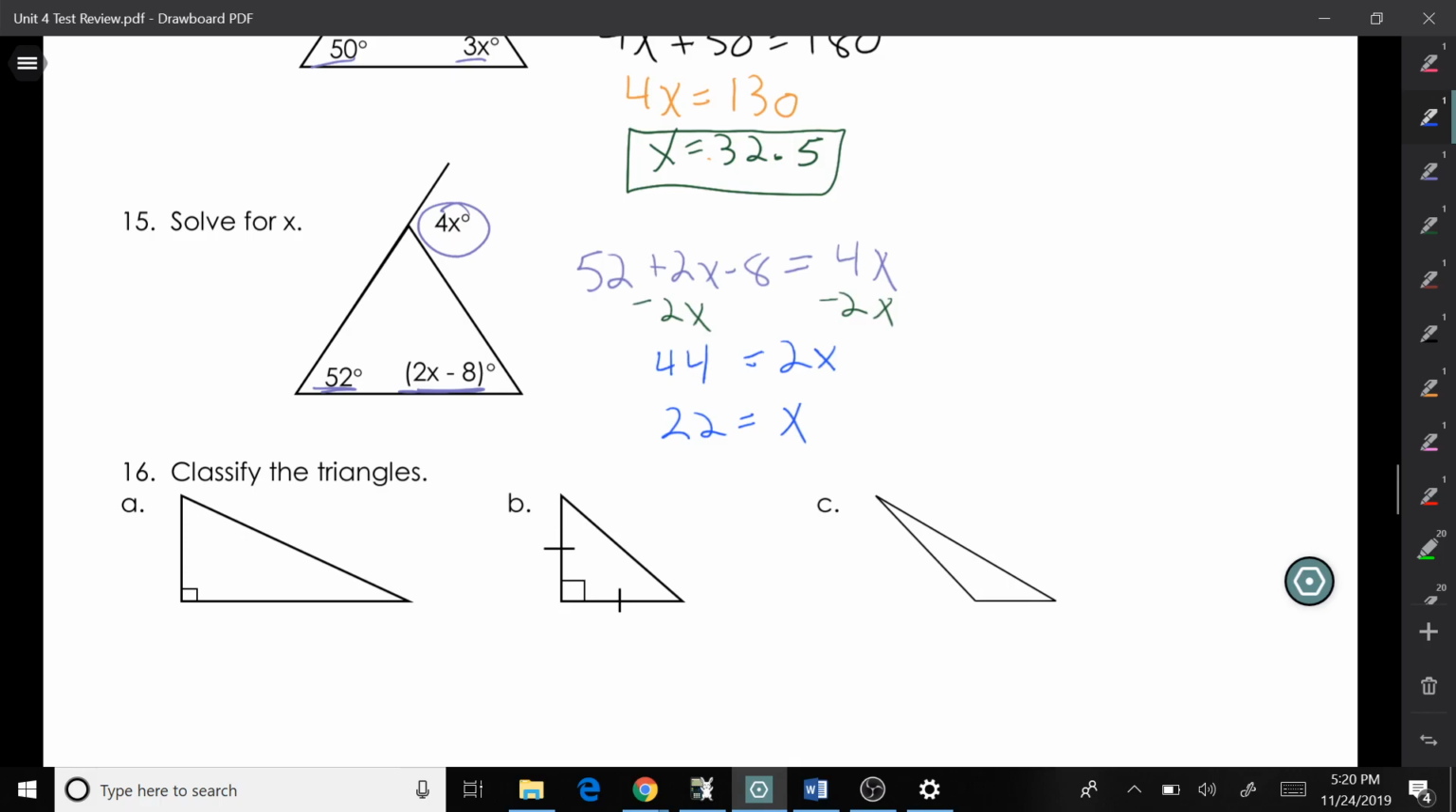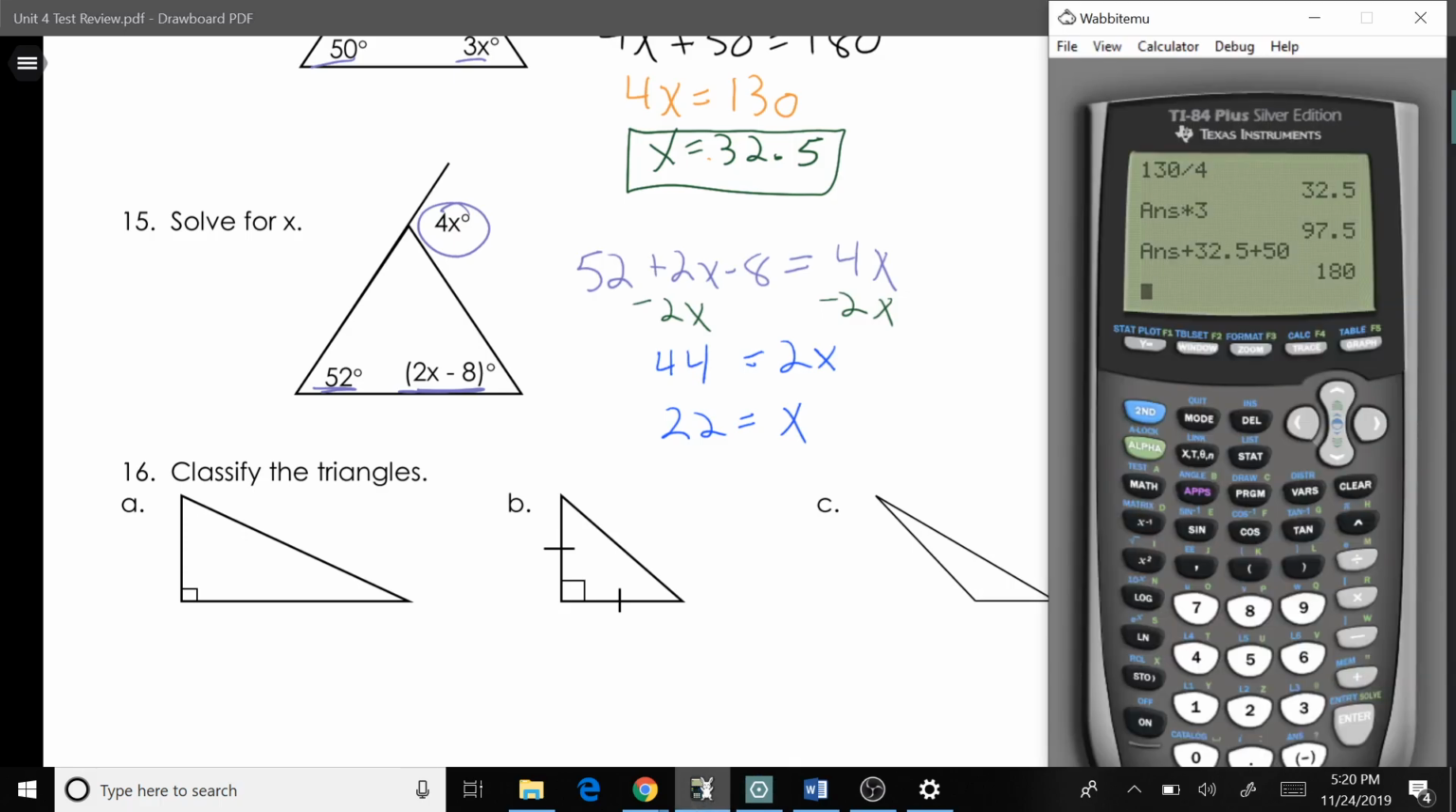And again, you can double check that. 22 times 2 minus 8 plus 52 is 88, and then 4 times 22 is also 88, so we're good to go.